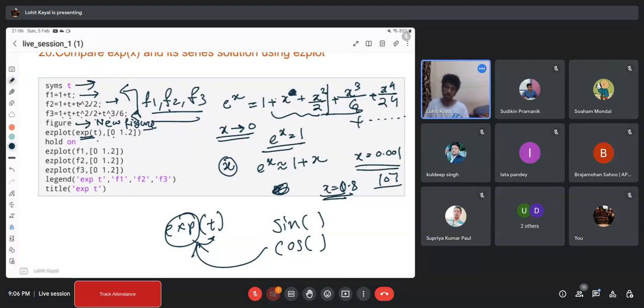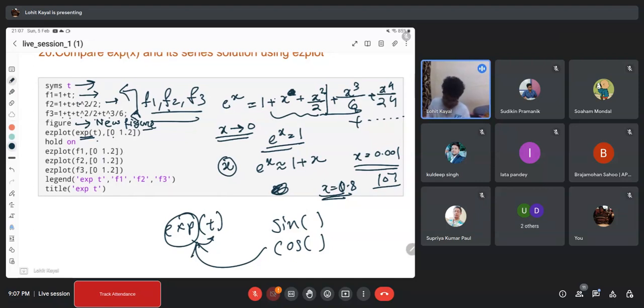Hold on means all the new plots will appear on the same figure. EZ plot f1, 0 to 1.2 means the initial point is 0 and the ending point is 1.2. Here f1 is 1 plus t and it will plot from 0 to 1.2. f2 is 1 plus t square by 2, and f3 will also plot from 0 to 1.2. Here there are four different plots, so four different legends: exp of t, f1, f2, f3. I am giving the title exp of t because I am comparing with it.